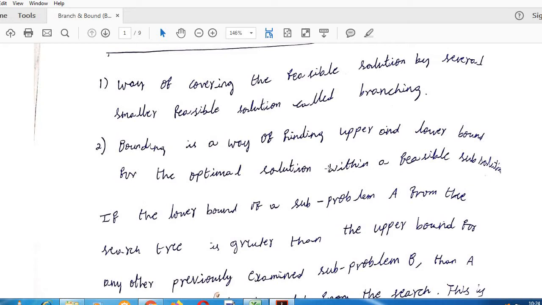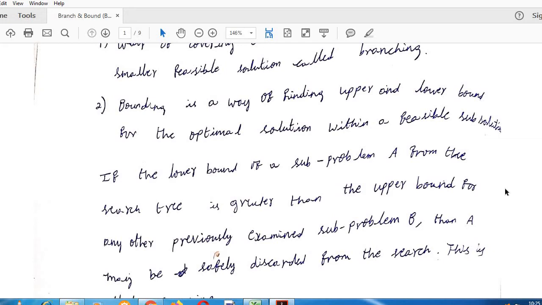So basically in bounding, we find the upper and lower bound solutions, and we consider only the lower bound solution and ignore the remaining upper bound solutions. This was already explained with an example. There is one more feature in the branch and bound algorithm, and that is called pruning.